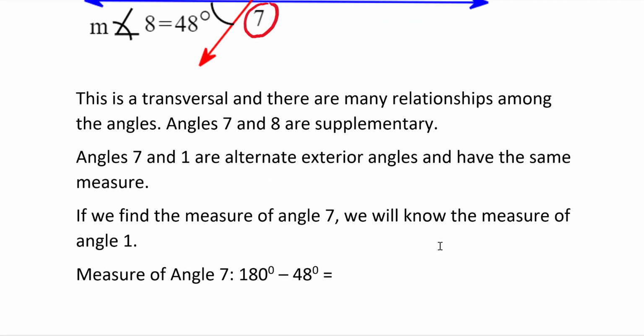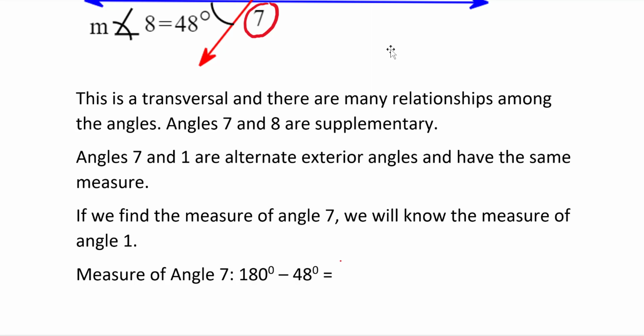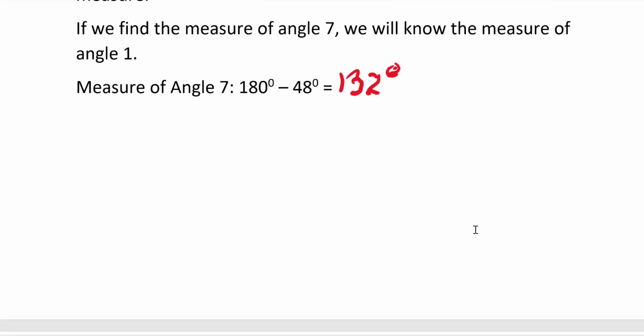So since angles 7 and 8 are supplementary, if we subtract the measure of angle 8 from 180, we'll find the measure of angle 7. 132 is the measure of angle 7, and that's also the measure of angle 1 because they are alternate exterior angles and they have the same measure.